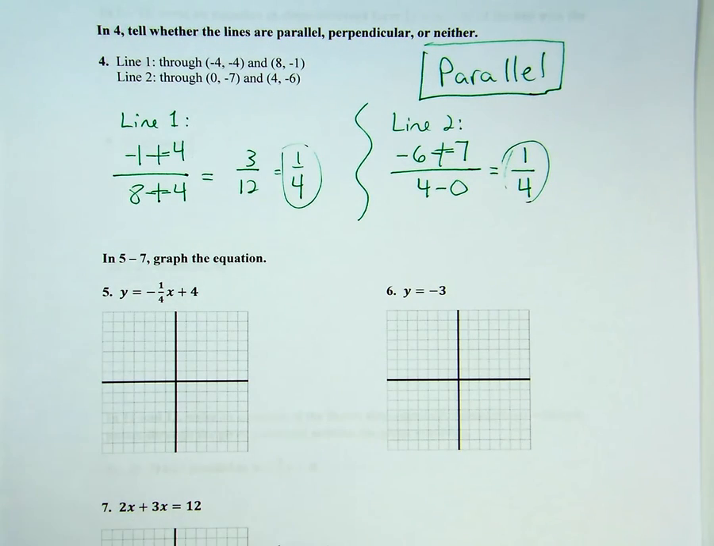If the slopes were opposite reciprocals, they would have been perpendicular. That means one is positive, one is negative, and then whatever fraction the first one is, you'd flip it over to get the second one. If we had two numbers that were neither exactly the same nor opposite reciprocals, our answer would be neither.